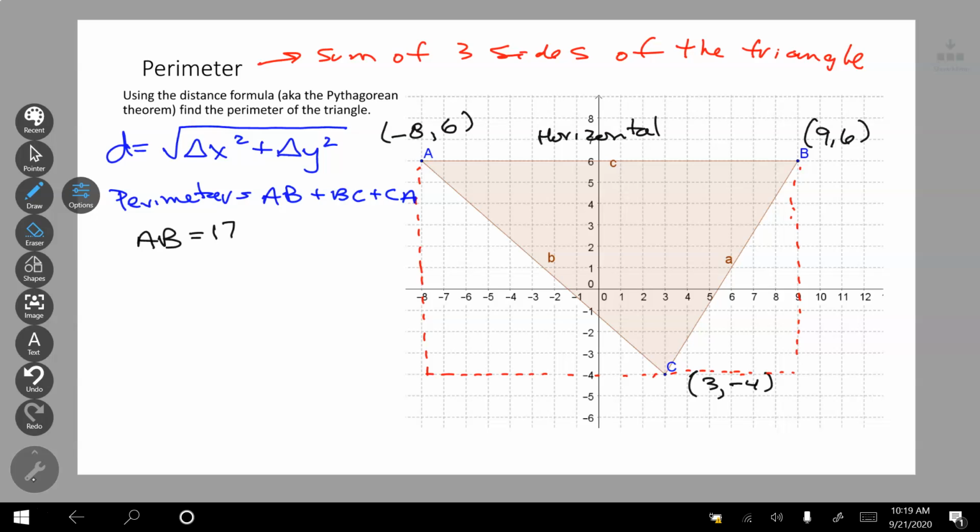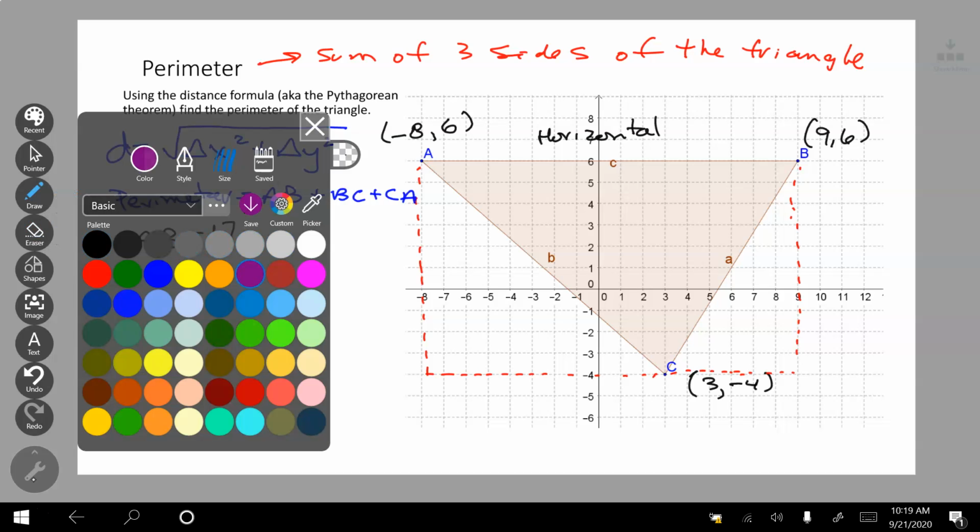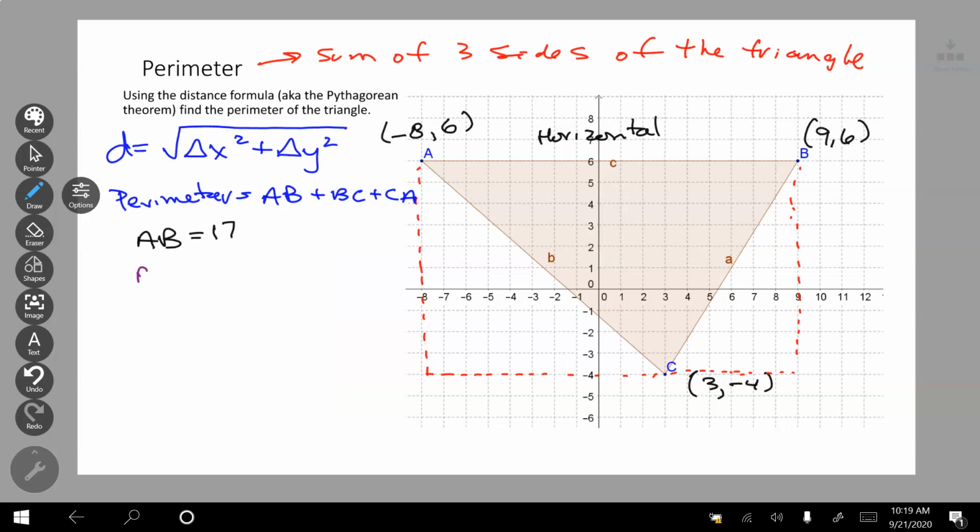Now when I want to do side BC, well, my delta x here is equal to 6, and my delta y here is equal to 10. The change in x or change in y is just positive numbers, so I get the square root of 6 squared plus 10 squared. And I added it all up together, I get the square root of 136, or I get BC is equal to about 11.66.